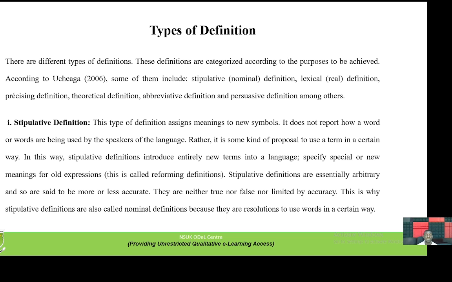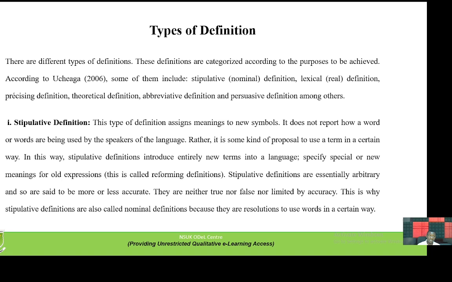So what are the types of definitions? There are different types of definitions. These definitions are categorized according to purposes to be achieved. So some of them we have stipulative or nominal definition, lexical or real definition, precising definition, theoretical definition, abbreviative definition, and persuasive definition, among others.